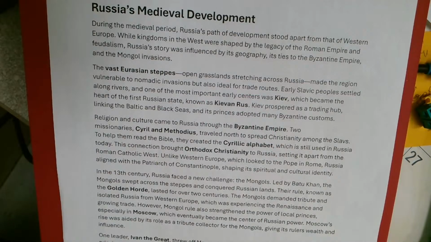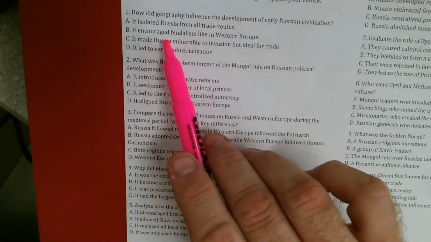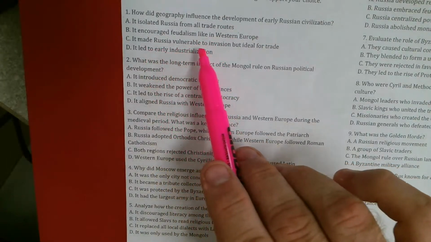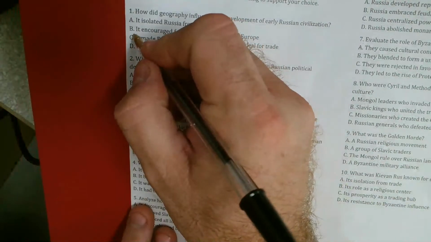Well, let's go back to see my choices. Okay, so it isolated Russia from all trade routes? No. It encouraged feudalism? That wasn't mentioned. Made Russia vulnerable to invasion, but ideal for trade. Perfect. So that's what it said. So that's my answer, right? So I'm going to circle or mark C there.